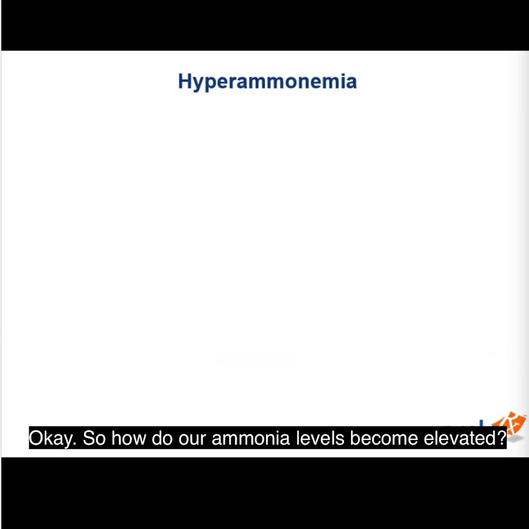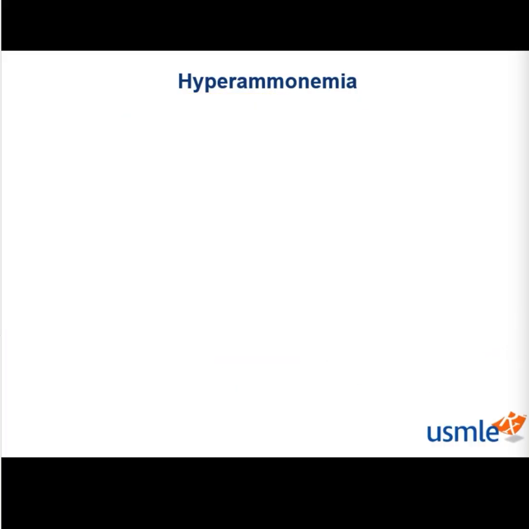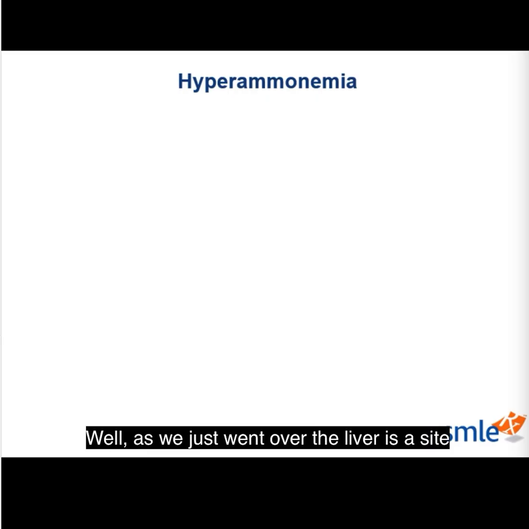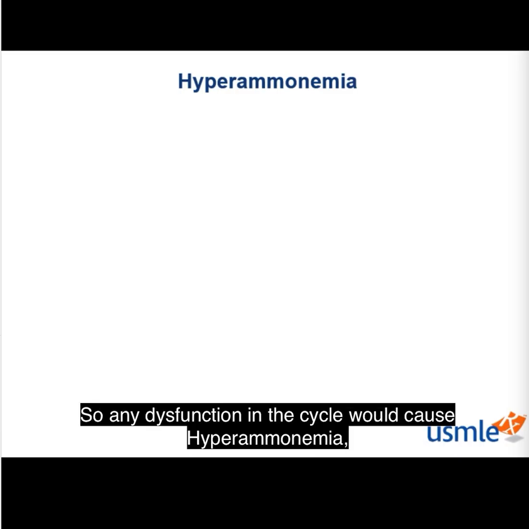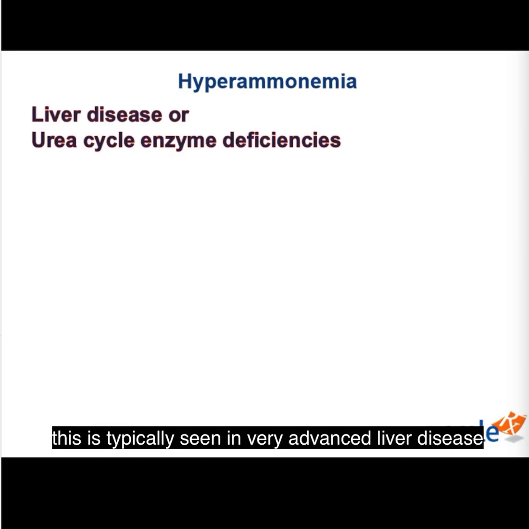Okay, so how do ammonia levels become elevated? Well, as we just went over, the liver is a site where ammonia is broken down and put through the urea cycle to form urea. So any dysfunction in this cycle would cause hyperammonemia. This is typically seen in very advanced liver disease or hereditary urea cycle enzyme deficiencies.